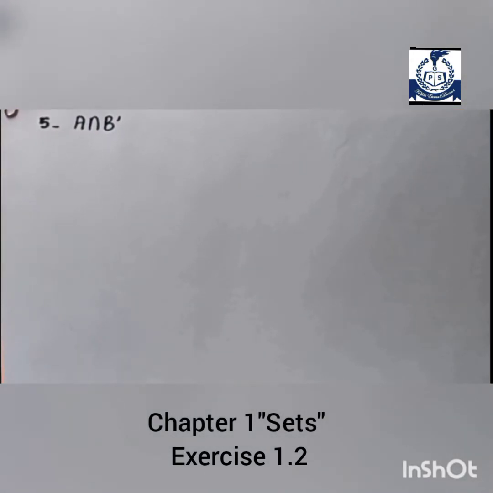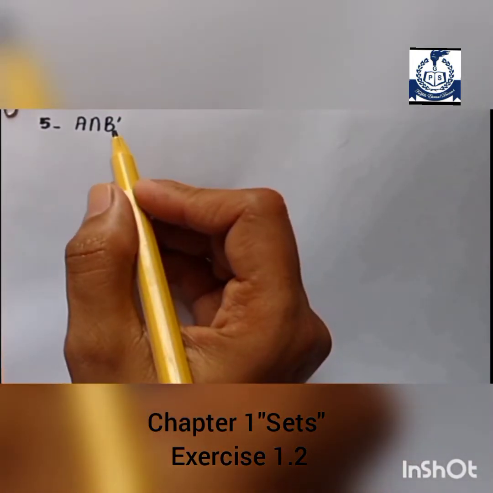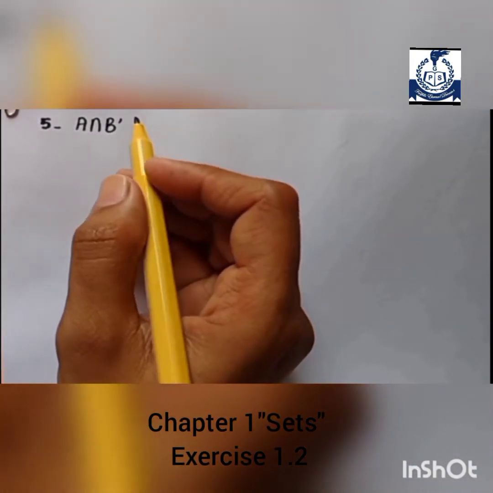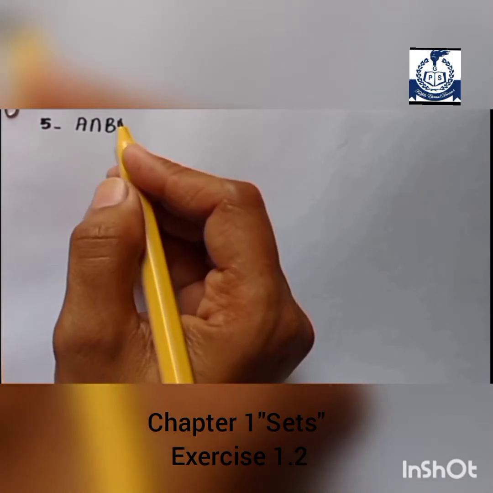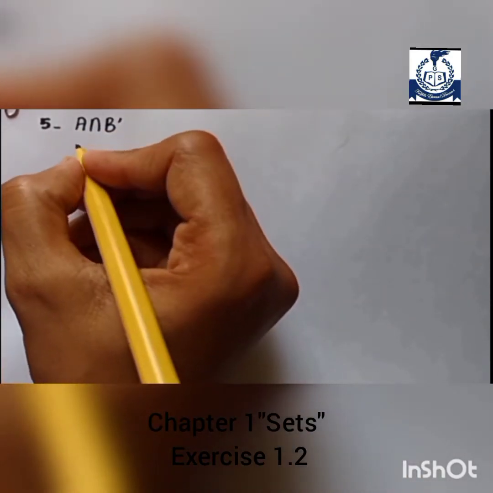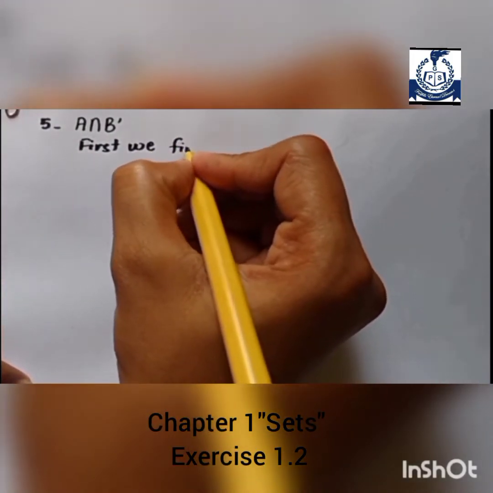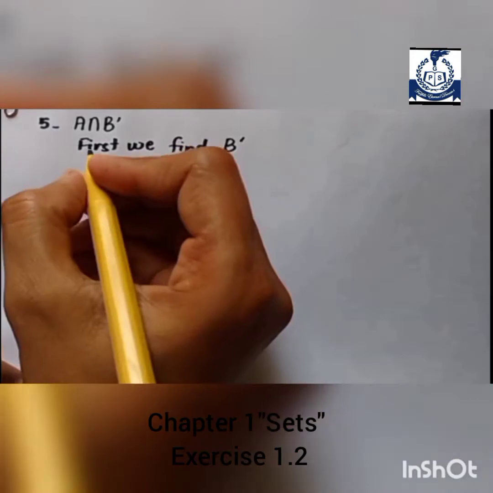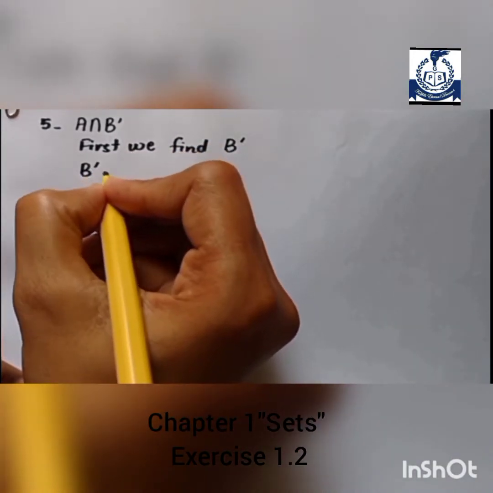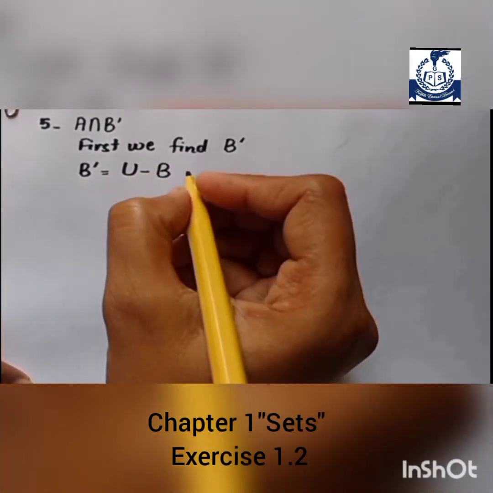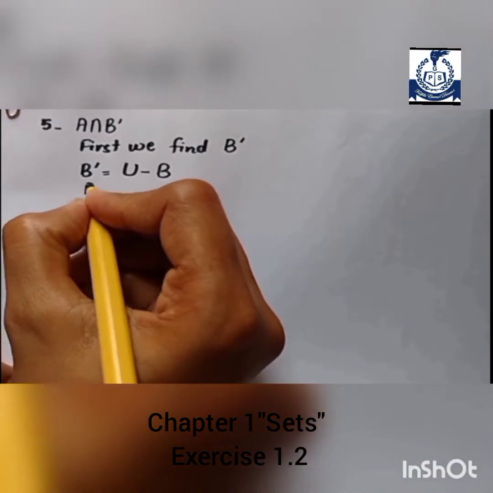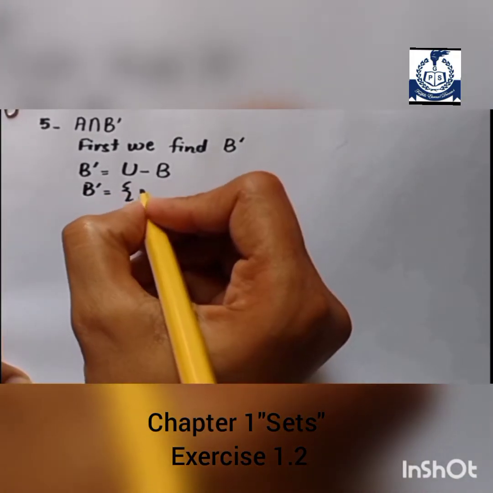Part number 5 is A intersection B complement. So here we have a B complement. So first we find out the B complement, then we find the intersection B complement. So here we write first we find B complement. In a previous question we already find the B complement. Same, B complement is equal to universal minus B. This is the formula of complement.